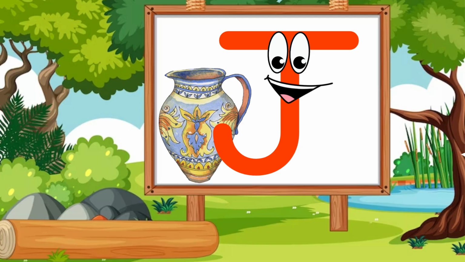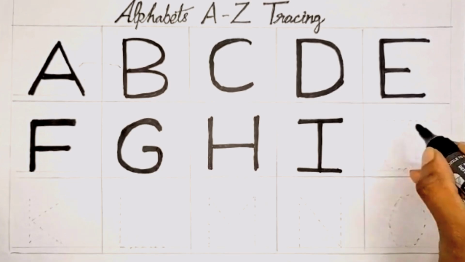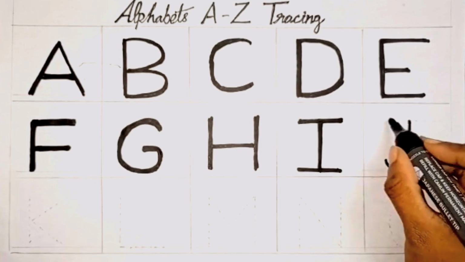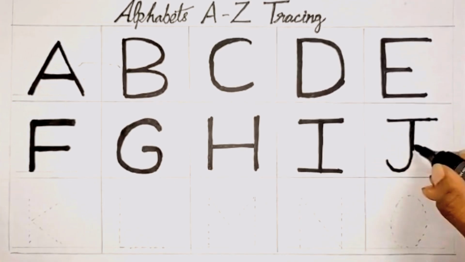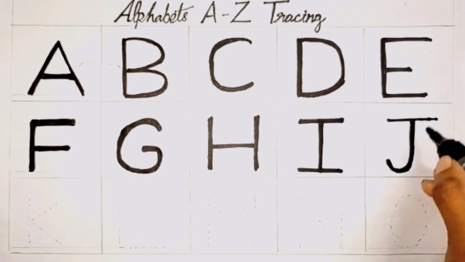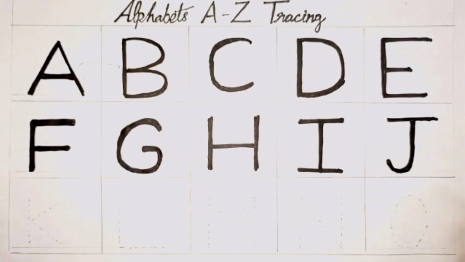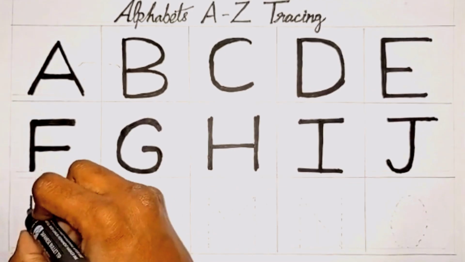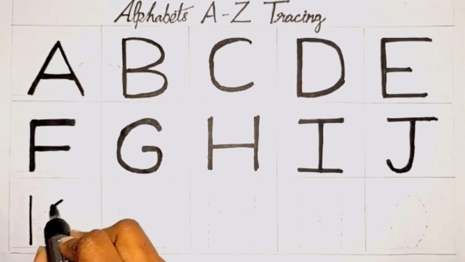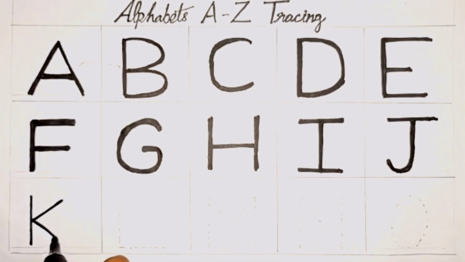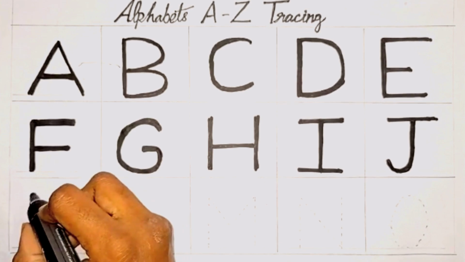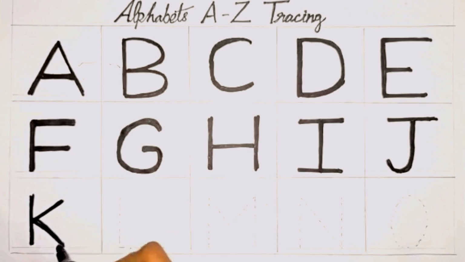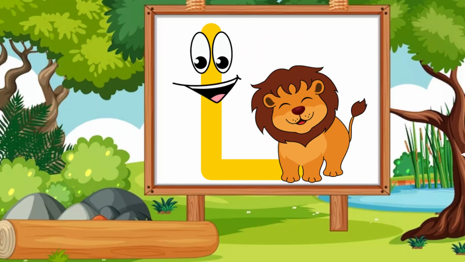Next is J. Draw a straight line with a curve and a sleeping line. This is J. A straight line with a curve and a sleeping line gives you J. Next letter is K. Standing line, slanting line and slanting line from two ends. So standing line, slanting line gives you K.